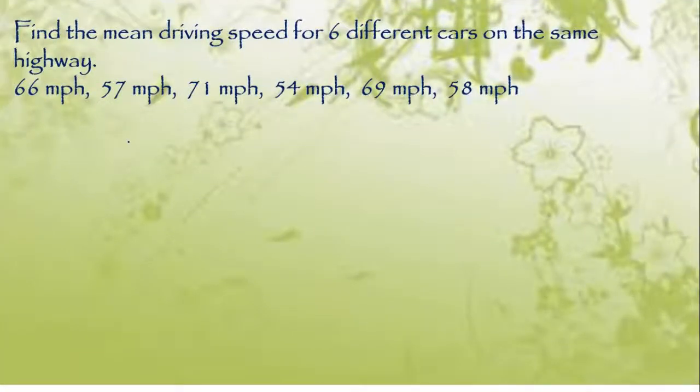Find the mean driving speed for 6 different cars on the same highway. The speeds are given as 66 meter per hour, 57 meter per hour, 71 meter per hour, 54 meter per hour, 69 meter per hour and 58 meter per hour. We are going to calculate the mean driving speed.